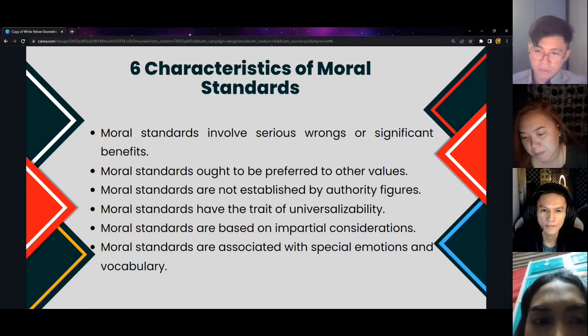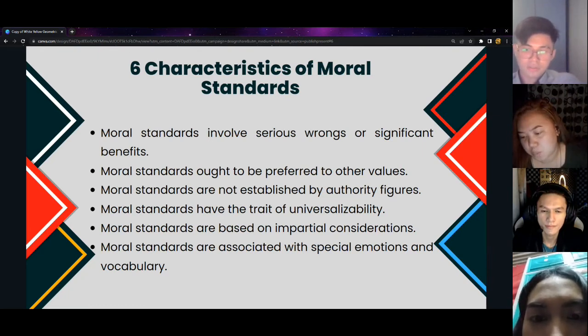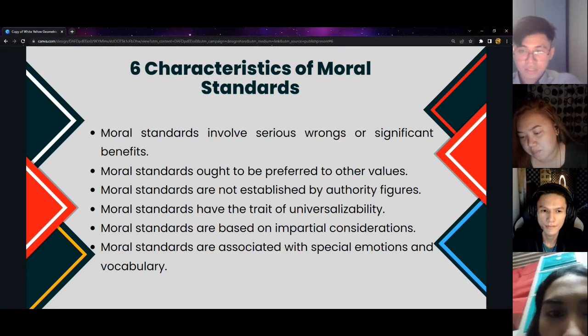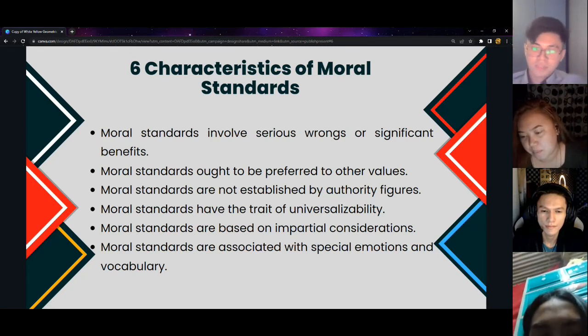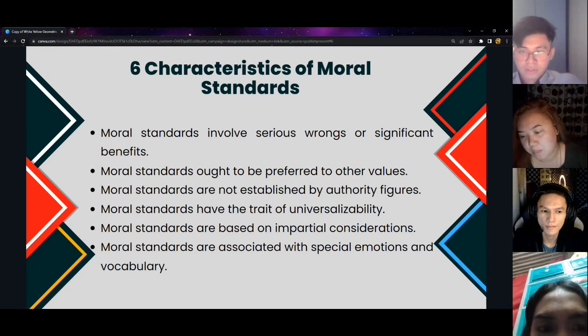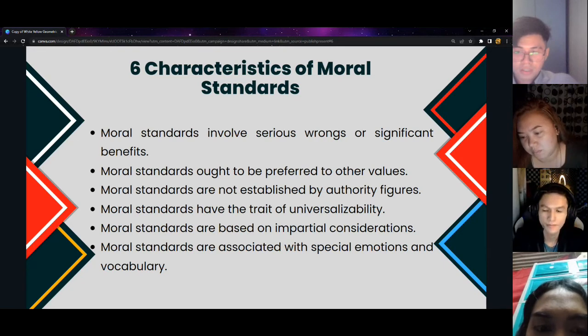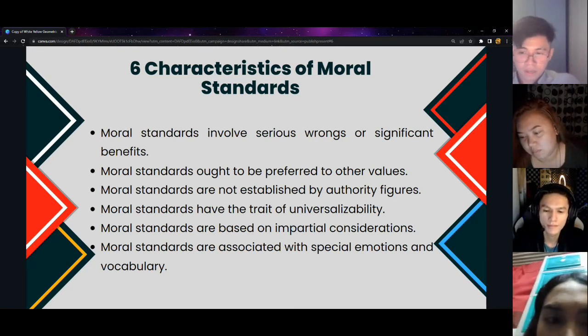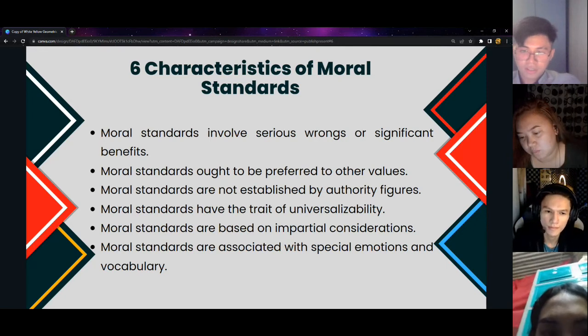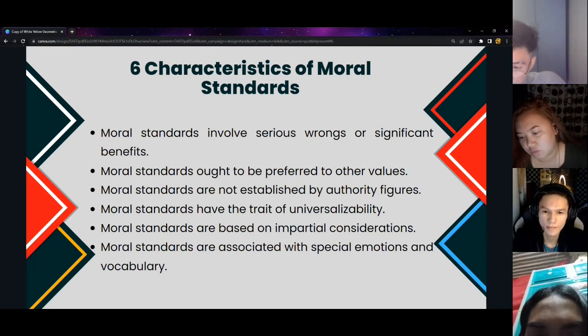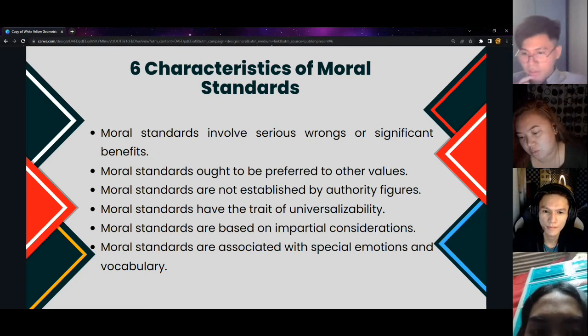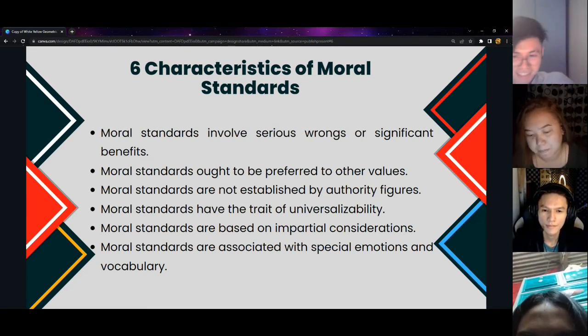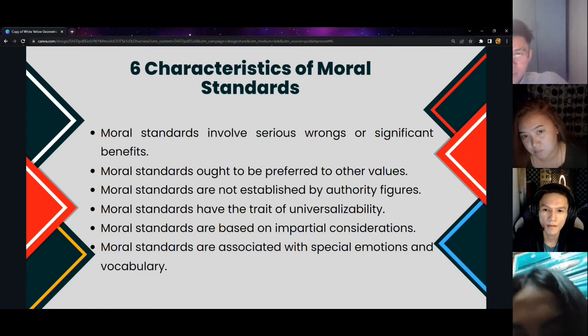Then next is moral standards are not established by authority figures. By this it means that it is not invented or formed by an authoritative body or legislative bodies. Instead, this value ought to be considered in the process of making law. Moral standard cannot be changed nor put in place by the decision of a particular authoritative body.